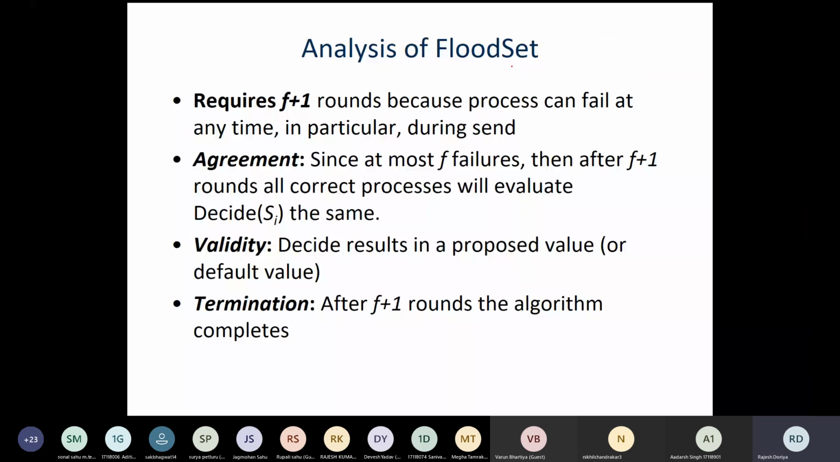So if you have f number of failures, then it is going to require f plus 1 number of rounds. And again, in order to have the agreement, this many rounds will be required. And then we have to decide or see what function we are going to use to have the consensus. And again, the validity, so it will decide results in a proposed value. So at the end, whatever value will be chosen, it is going to be there for the rest of the execution. And termination, so after f plus 1 number of rounds, the algorithm is going to be terminated.